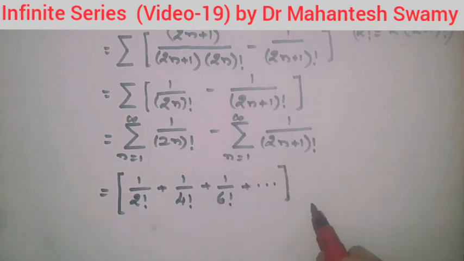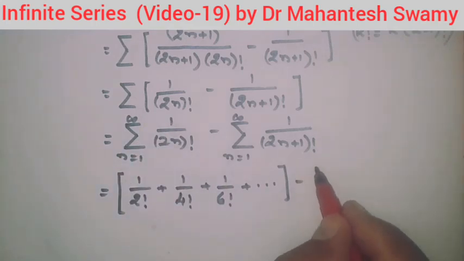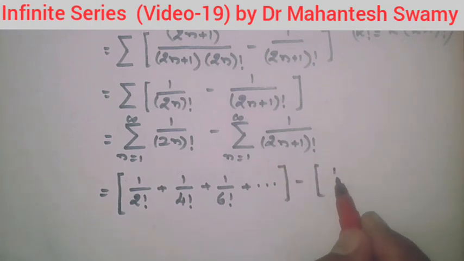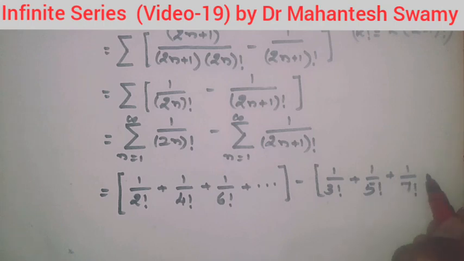So this is the first bracket, that is the answer of this first summation, minus the value of the second summation, which will be the odd numbers. So when n is equal to 1, it is 2 into 1, 2 plus 1, 3. So 1 by 3 factorial, plus when n is equal to 2, 4 plus 1, that is 1 by 5 factorial. Like that, all odd numbers will be there in the denominator, factorial in front of them, plus dot dot dot, close the bracket. So these are the two brackets as the resultant of these two summations.